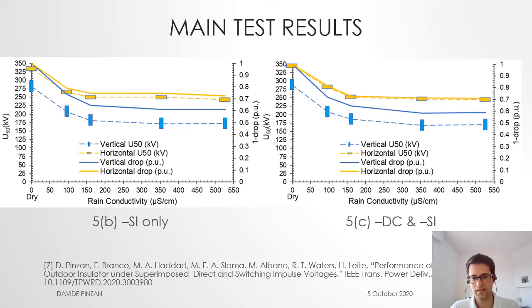Also, the same trend can be observed for the rain cases. For the rain cases, the horizontal configuration is performing better than the vertical. Moreover, as the conductivity of the medium increases, the performance of the insulator decreases. The flashover voltages decrease.